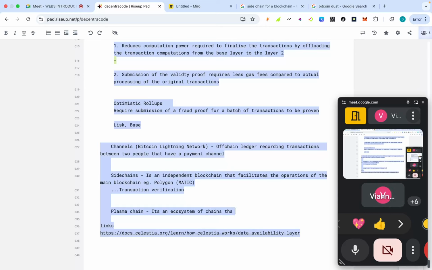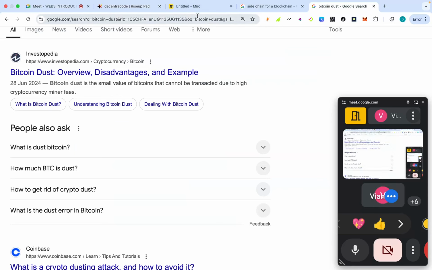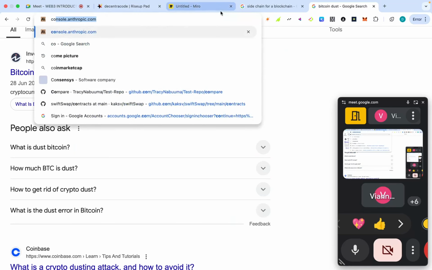I heard that the name Matic was changed to something like Pol. Yeah, is that something new on CoinMarketCap? I think they changed it to Pol.